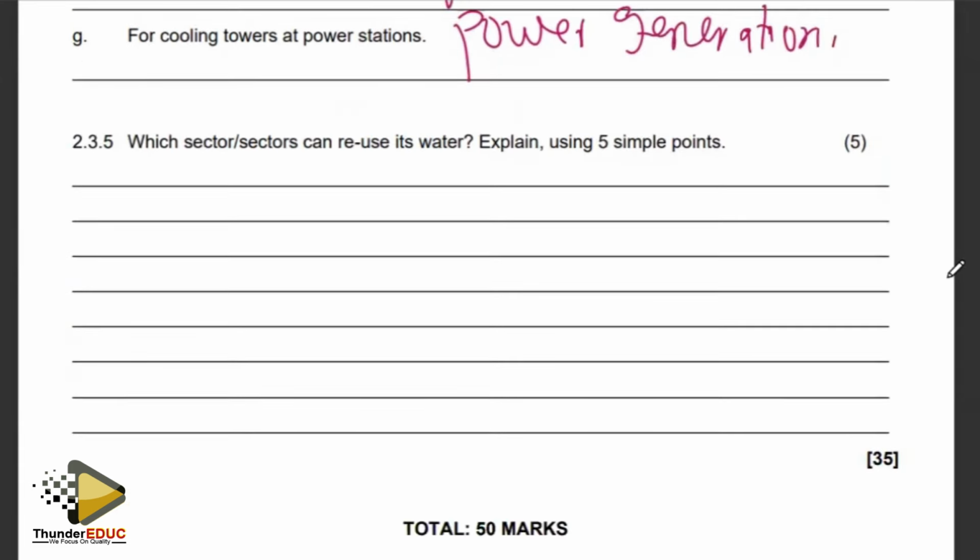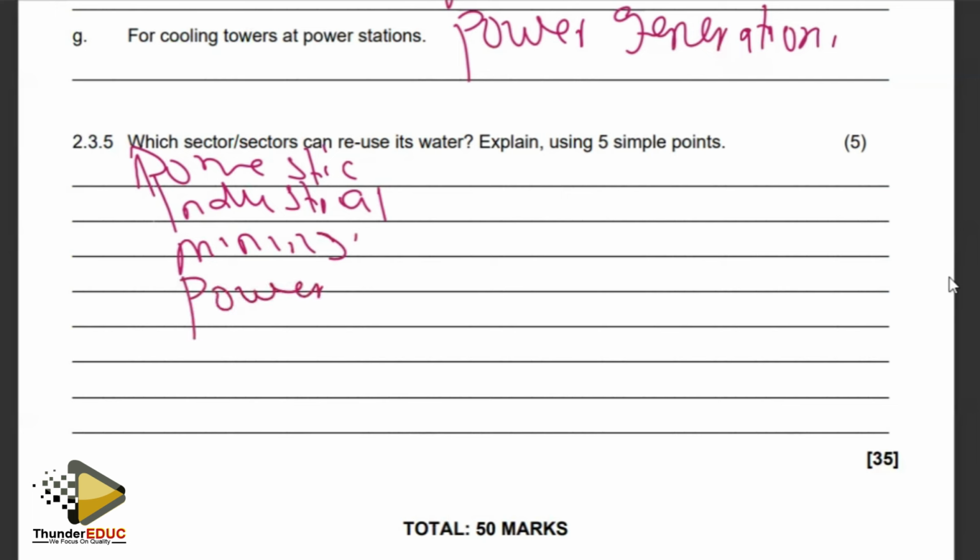Right, then 2.3.5. Which sector or sectors can reuse its water? Explain. We have the domestic sector. For example, the JoJo tanks are used to reuse rainwater for flushing toilets and watering gardens. Also industrial, for example, water used for cooling machines can be reused. We have mining, for example, water used to cool the drills can be reused. In power generation, for example, water used to cool the power station can be reused.